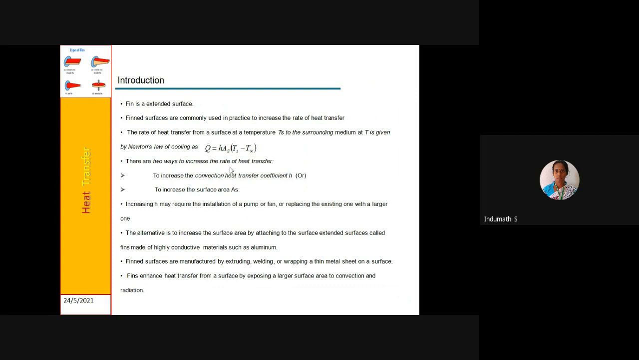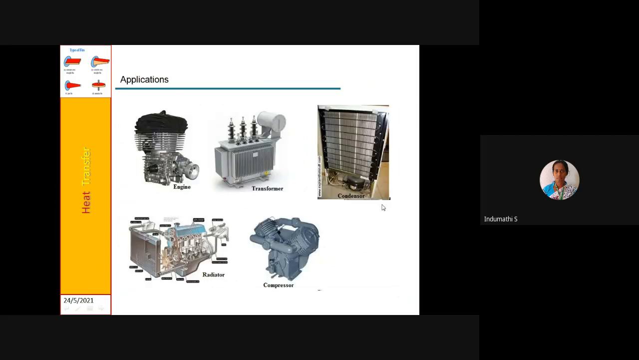Increasing h may require the installation of a pump or fan. That means some external agency is required in order to improve the convective heat transfer coefficient. The alternative way is to increase the surface area by attaching extended surfaces, which are called fins. They are made up of highly conductive materials such as aluminium. And these fins are manufactured by extruding, welding, or wrapping a thin sheet of metal on a surface. The fins enhance the heat transfer from a surface by exposing a large surface area to convection and radiation.